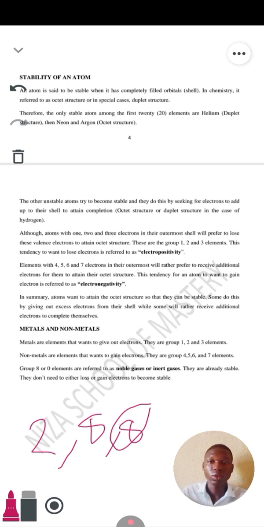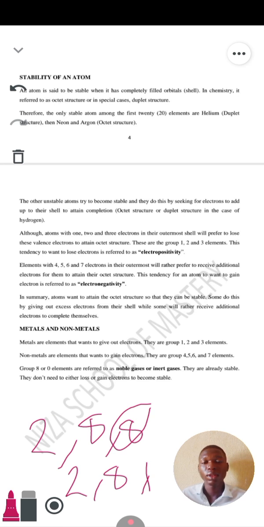So now the question is this. When is an atom not stable? An atom is not stable when it does not have a completely filled shell. For example, let's say we have 2, 8, 1. That's not completely filled because this particular one has 1. It can still take 7. So let's say we have 2, 8, 1, 2, 8, 2, 2, 8, 3.